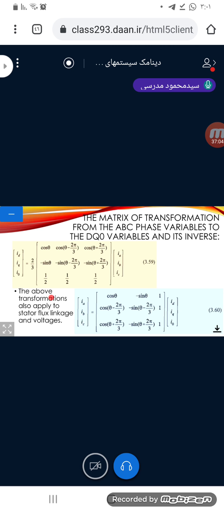The law of transformation also applies to stator flux linkage and voltage. So the inverse of the matrix, the matrix of transformation of DQ0 to ABC, is equal to equation 3.60 that you see in this equation.